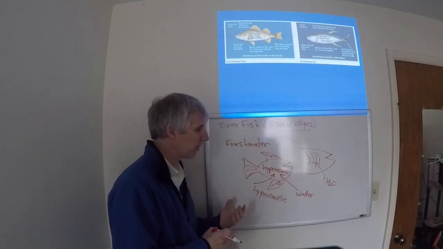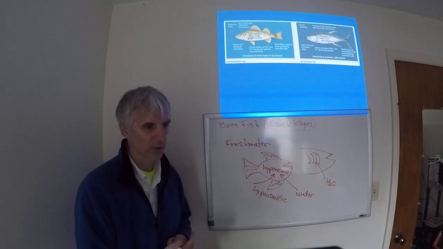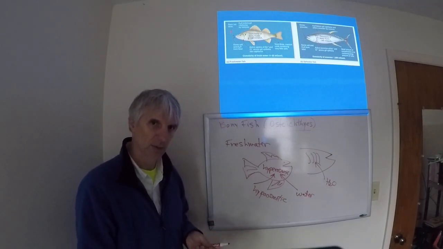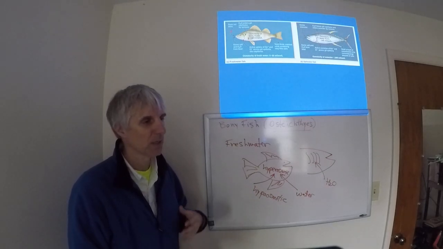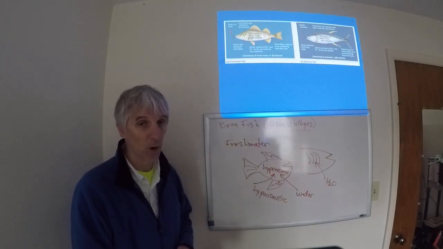Now, the problem for the fish is as the water comes in, it alters the concentration of water in cells. It changes the concentration of ions, because as I add more water, I decrease the concentration of ions. Those ions need to be at particular concentrations. I got to get rid of the water.